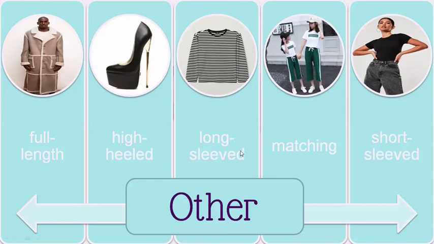We have a long sleeved, and of course we have matching, which means that either two people can dress the same or dress in a way that is sort of compatible. So they would have matching outfits, but you can also have matching types of clothing. For instance, you can have a red dress and red shoes, and that would mean that you have matching shoes. You have shoes that match your dress, that are the same color or the same material, or they just look good with the dress, and that's why they match.